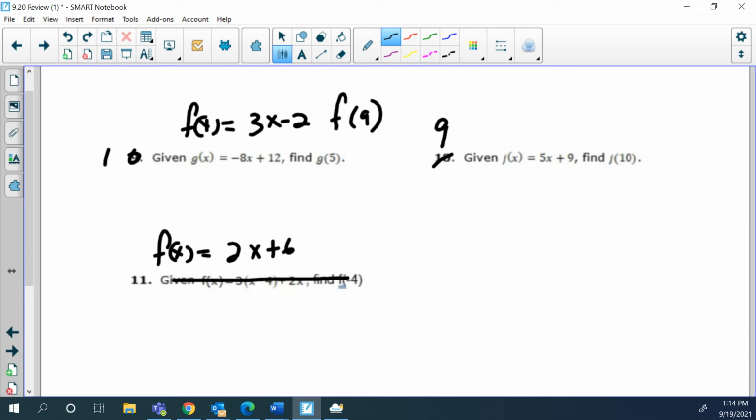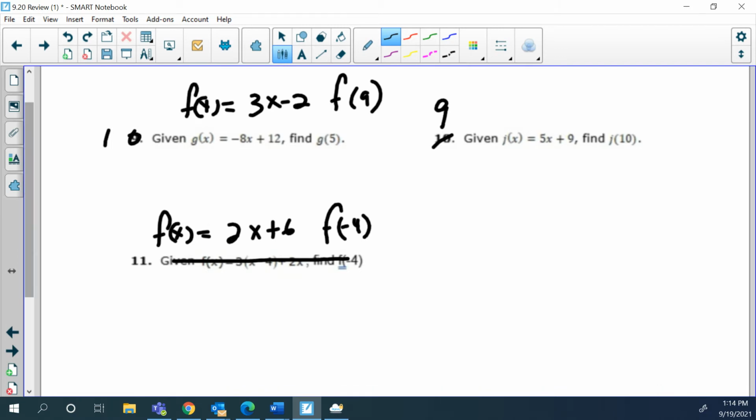And you're supposed to find f of negative 4. All right. So let's solve this then. Pretty easy, guys. Just want to make sure the video matches the hard copy of the note, the review.